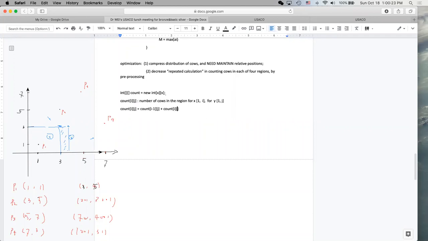I, j minus 1, and minus count I minus 1, j minus 1. So this is a little bit closer to inclusion-exclusion. And the idea here is, if you already have, let me try to show that. Let me remove this first of all.